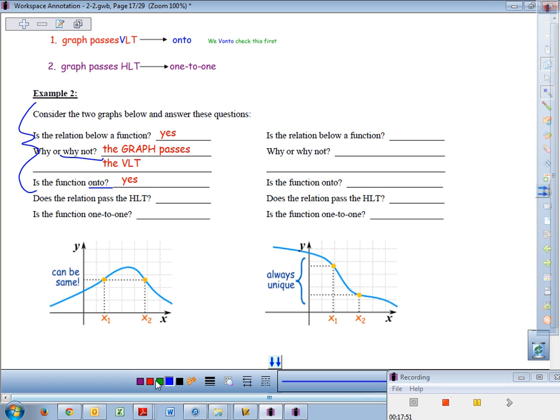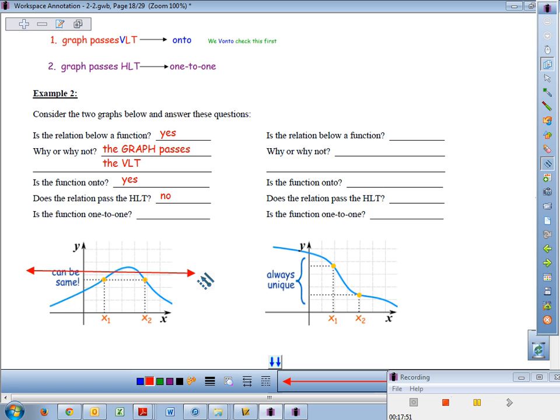Cool? Next, it says, does this pass the HLT, the horizontal line test? What do you think? Absolutely not. You should draw one if it fails. Draw a horizontal line. You can sketch it for now and find your straight edge later, but on homework, if it doesn't pass it, you better show me one. Okay? If it doesn't pass it, show me. So did this pass the HLT? No.